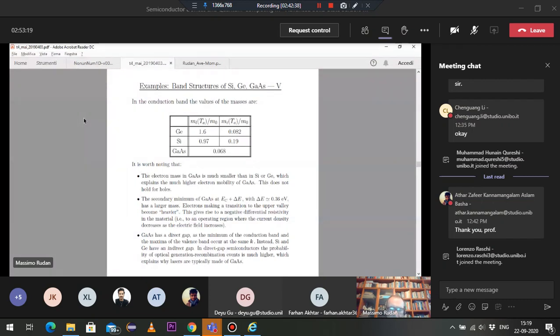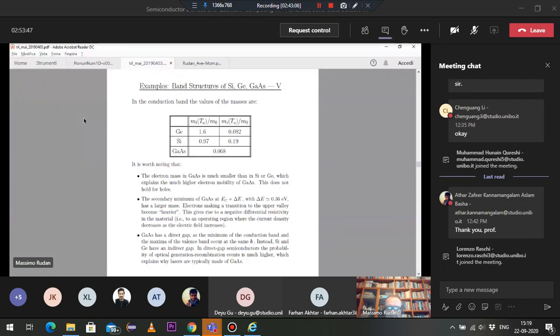I mean, devices made of gallium arsenide should be better than those made of germanium and silicon, okay? This is true. This is true. So high-speed devices sometimes are manufactured or used to be manufactured using gallium arsenide, okay?